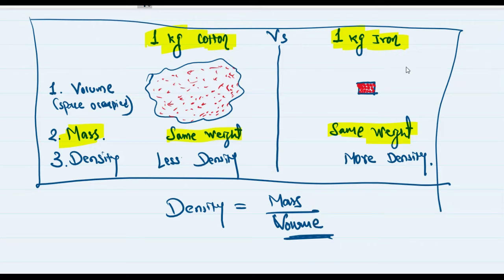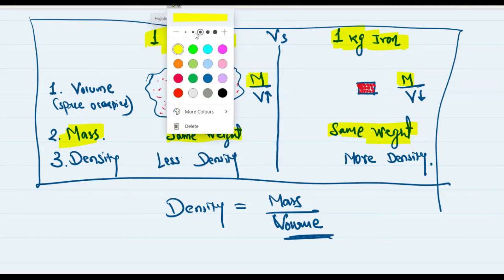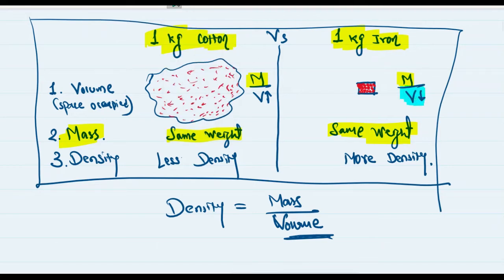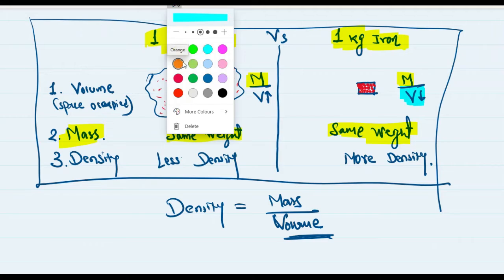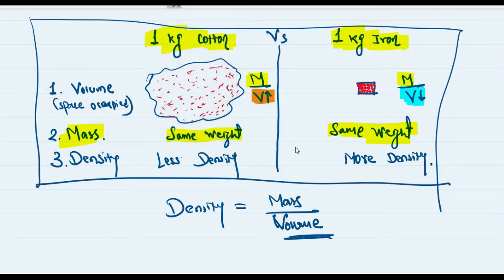See, as you can see in the case of iron, if I check the ratio of mass upon volume, the mass in case of iron and cotton is the same. But what about the volume? Here the volume is less, here the volume is more. Both have the same masses. If you check the volume of iron, iron has less volume. If you check the volume of cotton, cotton has more volume.